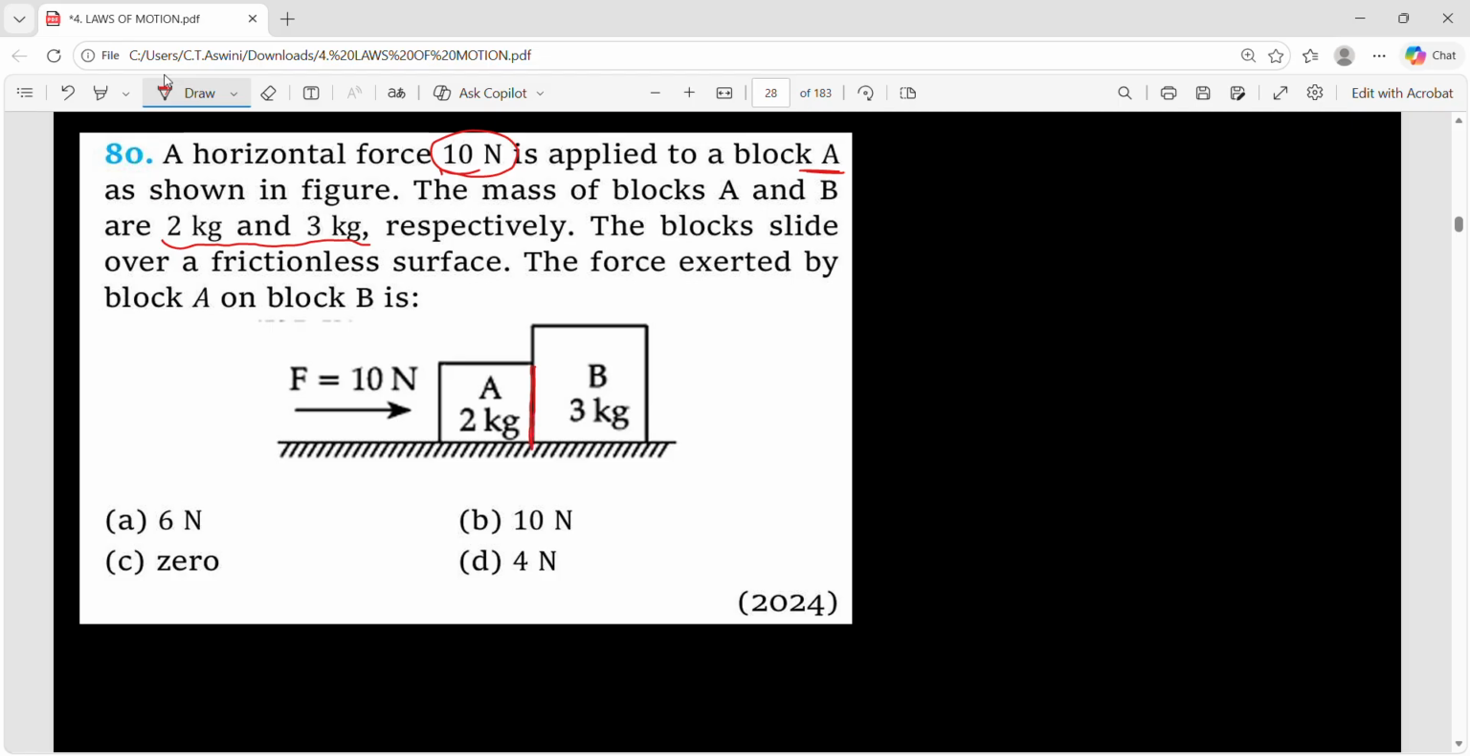The blocks slide over a frictionless surface. That means there is no friction here. So there is no headache of frictional force. The force exerted by block A on block B. See, A will exert some force on B. What is that? Don't you think it is normal reaction? What is the force exerted by A on B? That is actually normal reaction. So they are asking what is the N value.